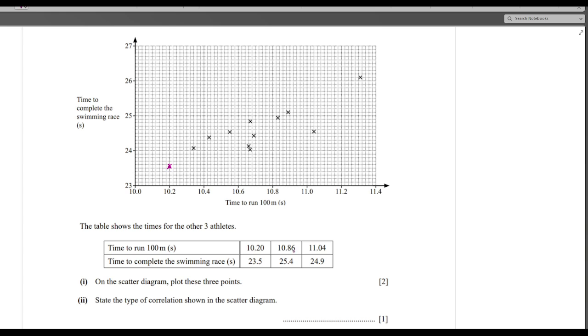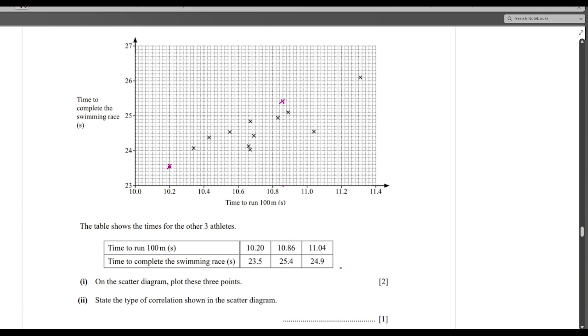Then for time to run 10.86, here it is 25.4. So 10.86. Now 10.8 and 11. Each small division will represent 0.02. I want 10.86, so it is 2, 4, 6. Okay, this is the point, and here I have to figure out 25.4. I will go on this line. So this is the point.